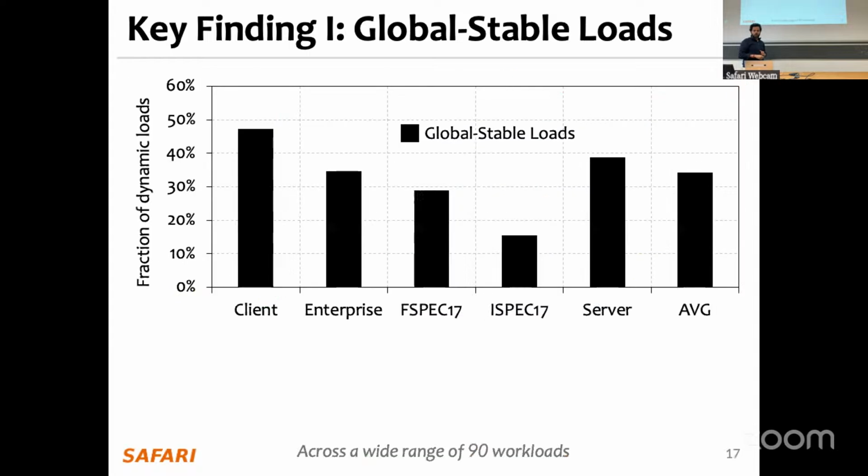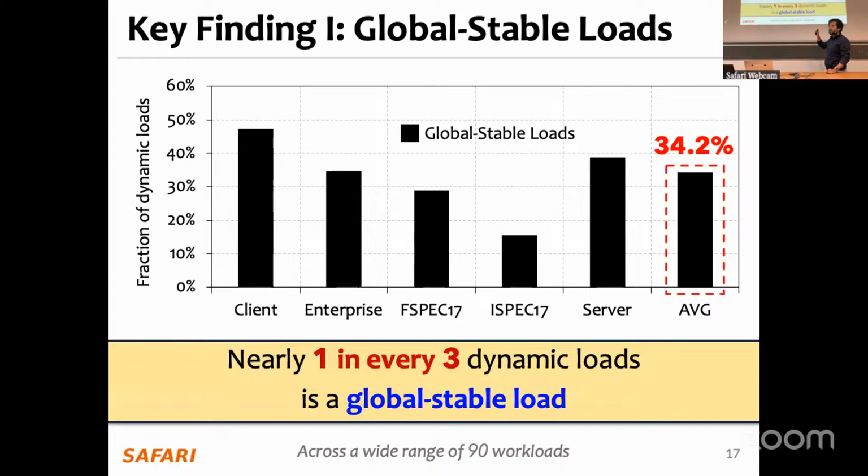This is the fraction of the loads on the y-axis. You are seeing the fraction of the dynamic loads. On the x-axis you are seeing different workloads. And what we are seeing here is that nearly 1 in every 3 load instructions in general purpose workloads is global stable, meaning that they are always going to the same address and fetching the same data value from it.